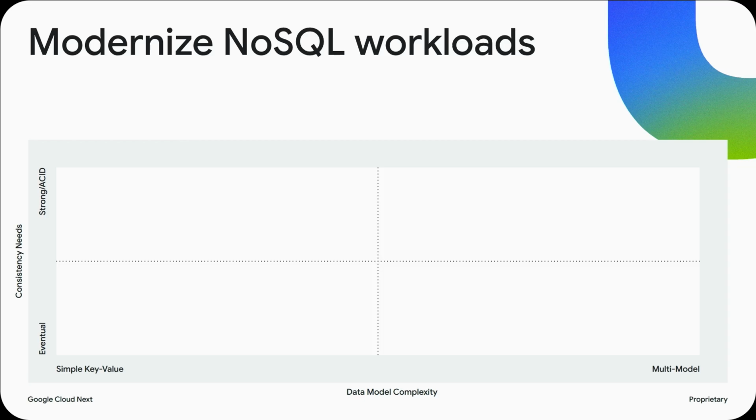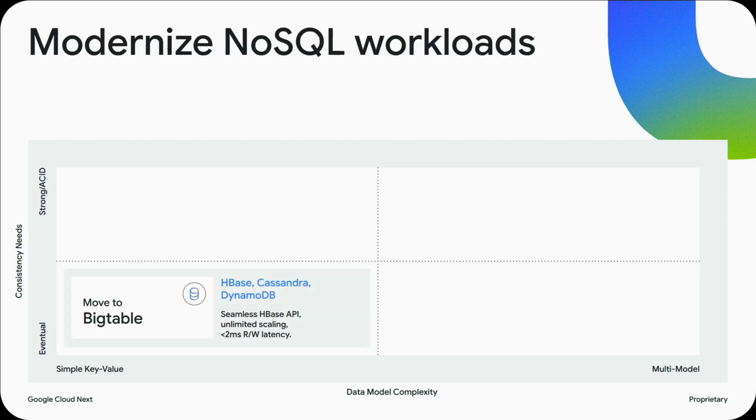Now look at the NoSQL workloads. And you can see the X and Y axis here. There are two categories you can see here. One is what are the consistency needs. You need eventual consistency or strong consistency. Or what is your data model complexity? Is it a simple key-value or do you need multimodal? And this is based on what we see our customers are doing. That's why we're sharing, and that's the advice for you.